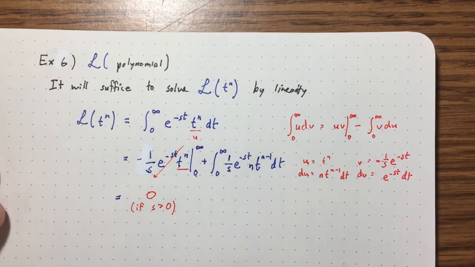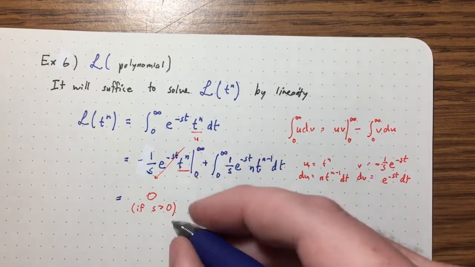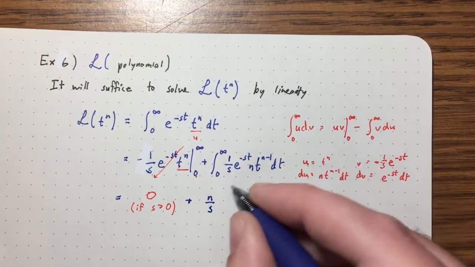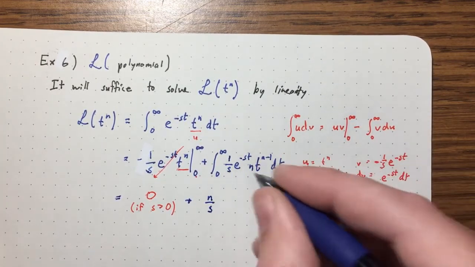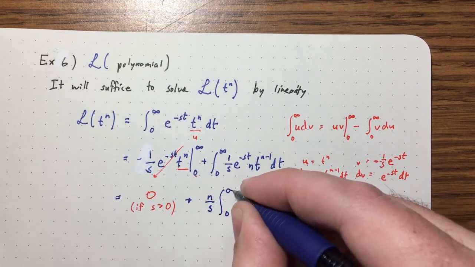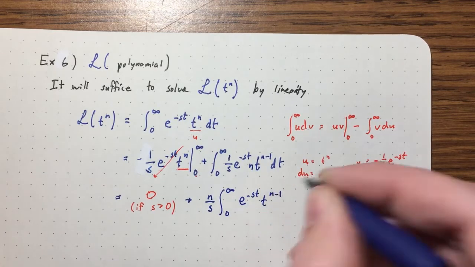What is the second part going to be? Well, this looks like it's shaping up to be another integration by parts problem. But I'm actually not going to do integration by parts again. I'm just going to take out the constants. N over s is a constant in terms of this integral. And I have e to the minus st, t to the n minus 1 dt.